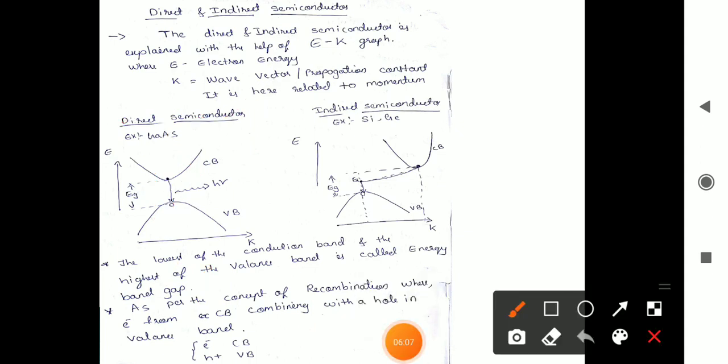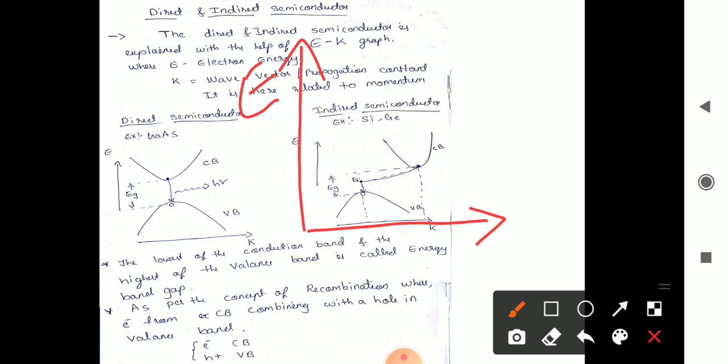Next one, indirect semiconductor. In the case of an indirect semiconductor, the same thing: on the x-axis we have the wave vector, on the y-axis we have the energy, that is, the electron energy. The difference between the maximum energy level of the valence band, this one, and the minimum energy level of the conduction band, this one, is nothing but Eg, the energy gap.